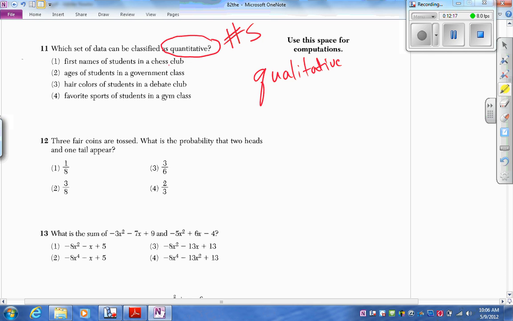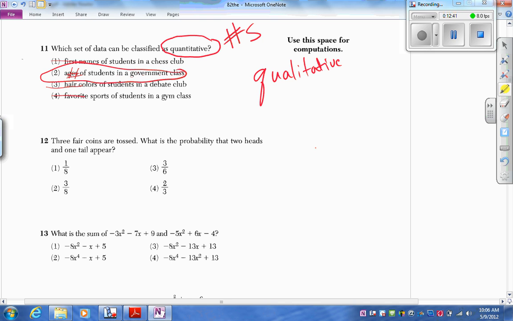The first names of students in chess club. Those are probably qualitative. What's their names? Ages of students. That's numbers. That could be it. Probably the answer. Hair colors, qualities. Favorite sports, qualities. First names, qualities. Those are people's names. This is the only thing that has a number associated, and that's why it's quantitative.